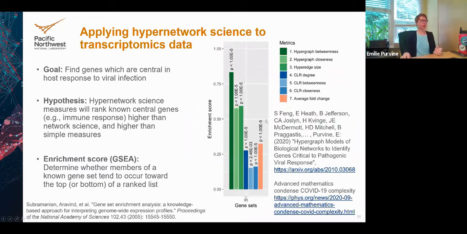So this bar chart is showing the enrichment score for hypergraph ranked lists. There's 3 of them, and they were all the green ones. Graph ranked lists, the blue ones, and a simple average fold change for each gene. And so what this is showing is that our hypothesis was basically proved: the hypergraph ranked lists did better than the gene ranked lists at identifying things that are previously known to be immune related.